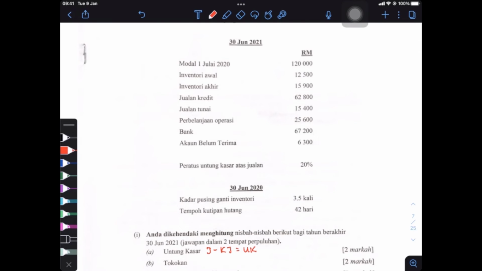So we don't really have the information for kos jualan. Can we just use the peratus? And the answer is right. Correct. Yeah, no, don't do that. Good try, buddy.